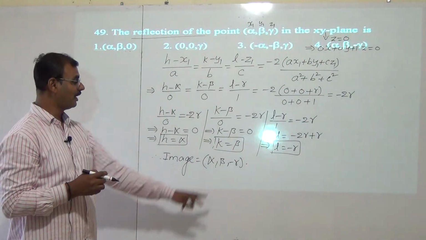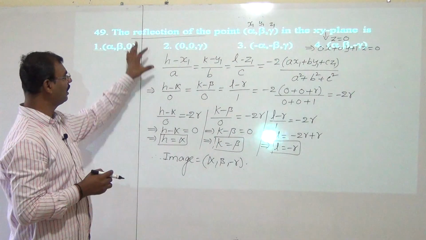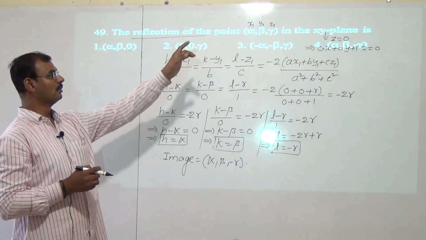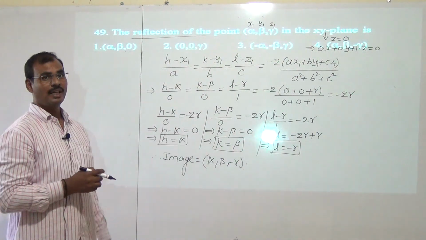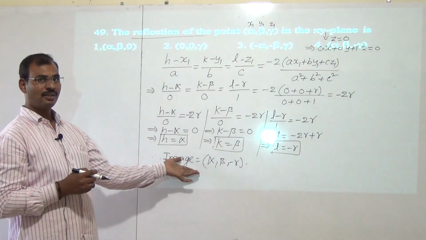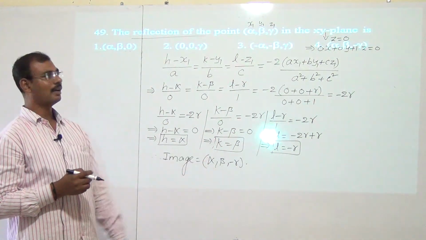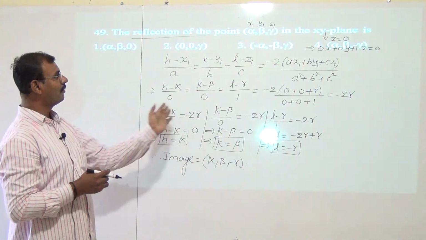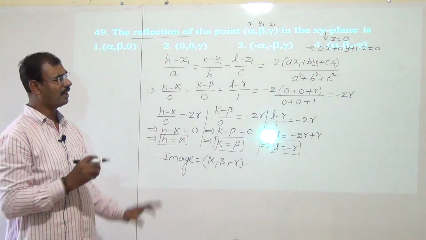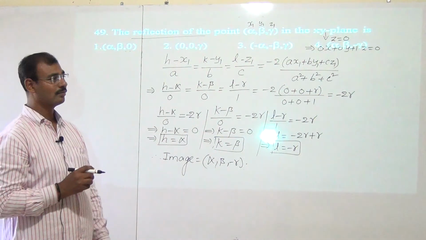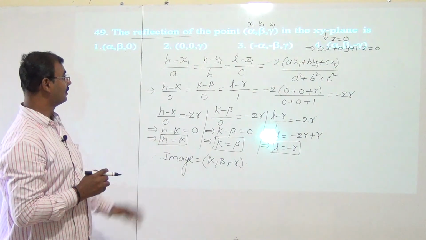This is for the xy plane only. Similarly, with respect to the yz plane and the zx plane, we can easily say the answers: minus alpha, beta, gamma, and alpha, minus beta, gamma. We have to try different variation questions always. Simple variations are there. Do problems like these always.